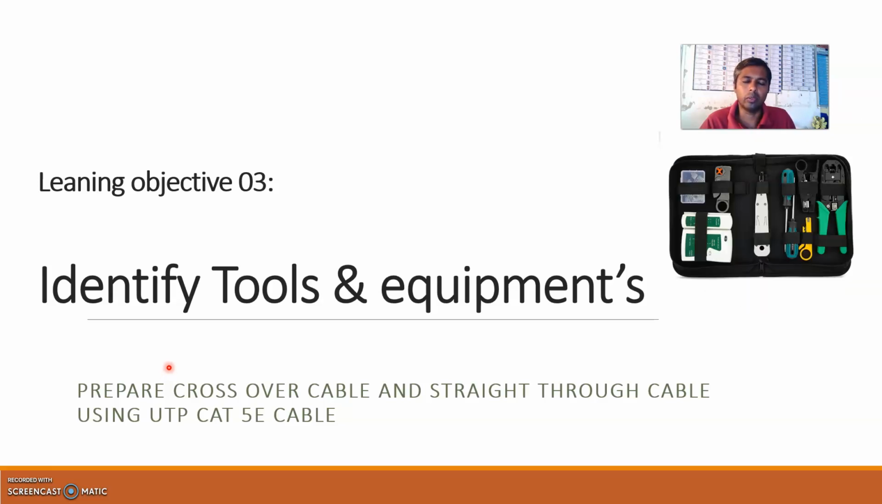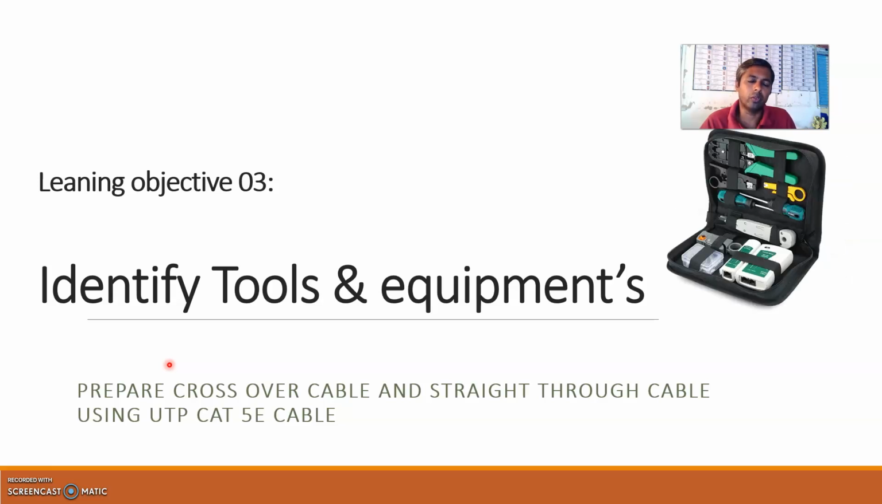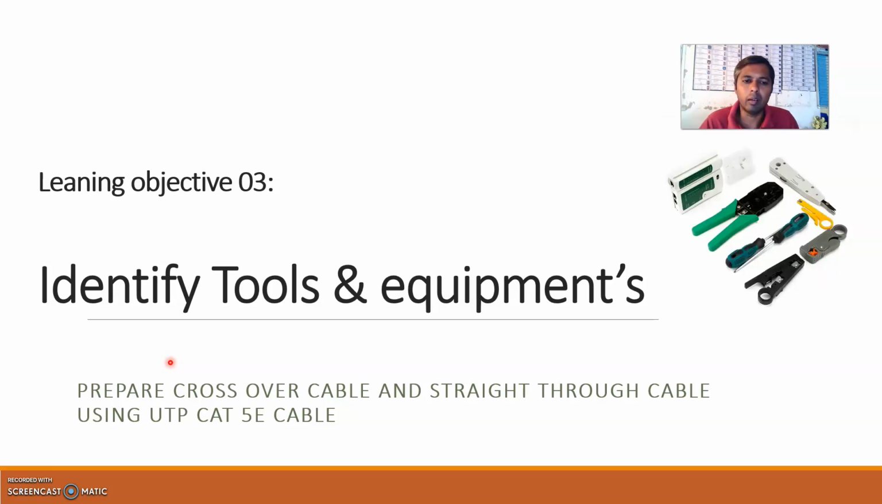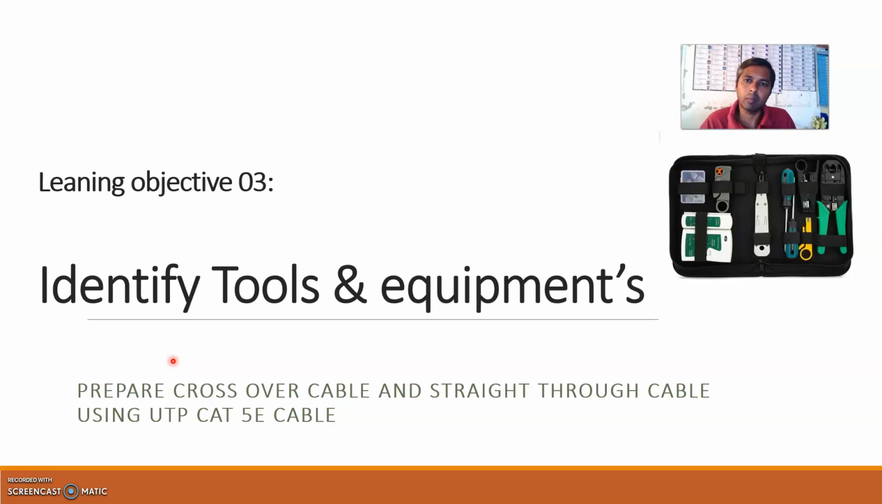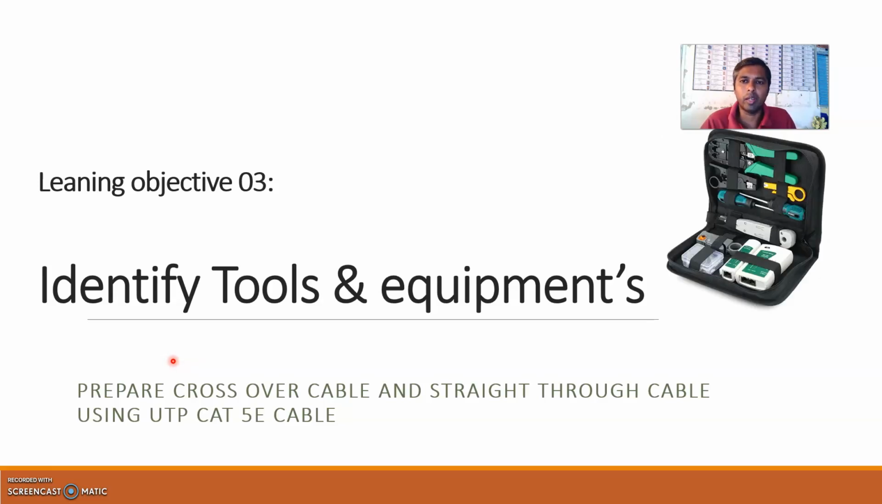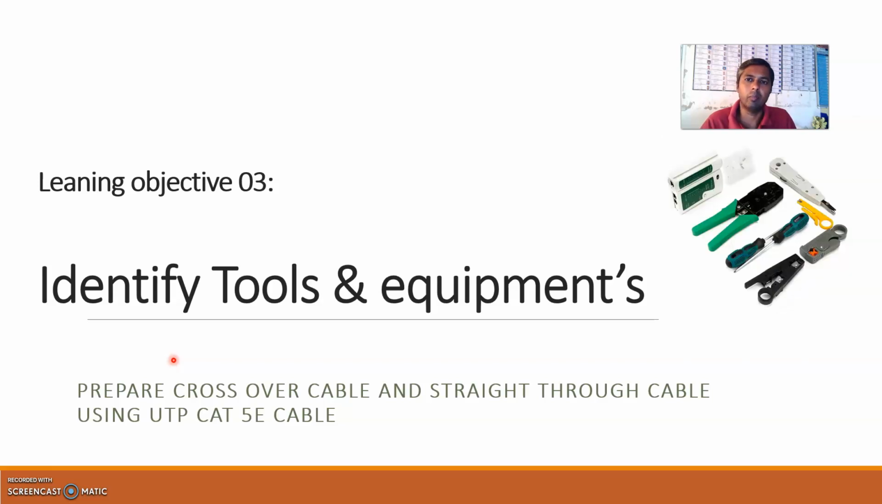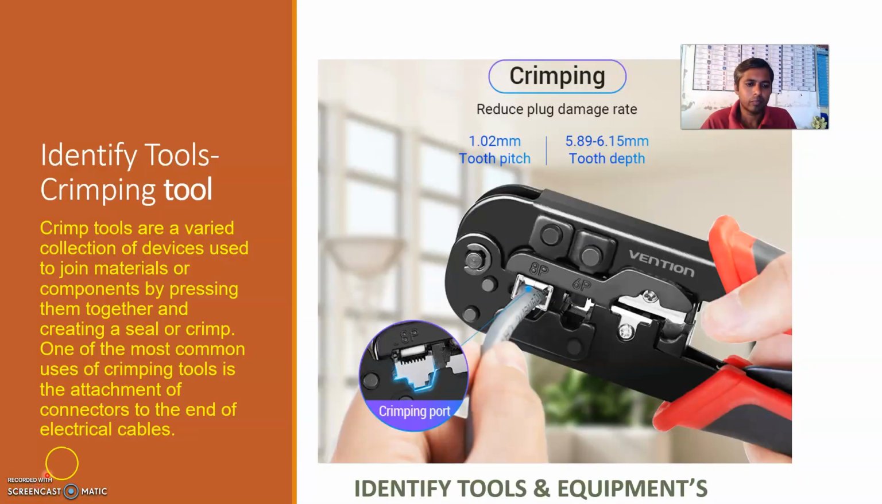We learn how to create a straight through cable and a crossover cable in tomorrow's lesson. But today we discuss what the tools and equipment for the cable design are. First tool is a crimping tool. This is a very important tool. We create crossover cable and straight through cable with it. To terminate the RJ45 connector end of the cable, we use the crimping tool.